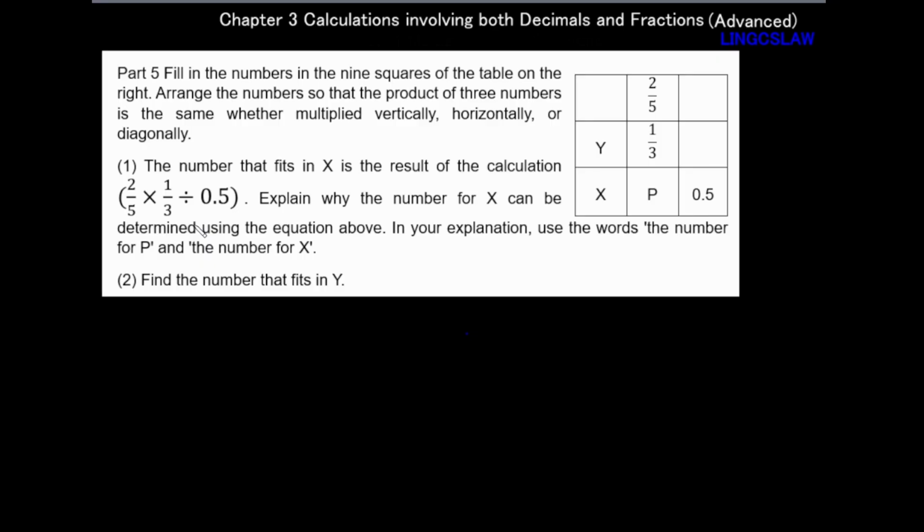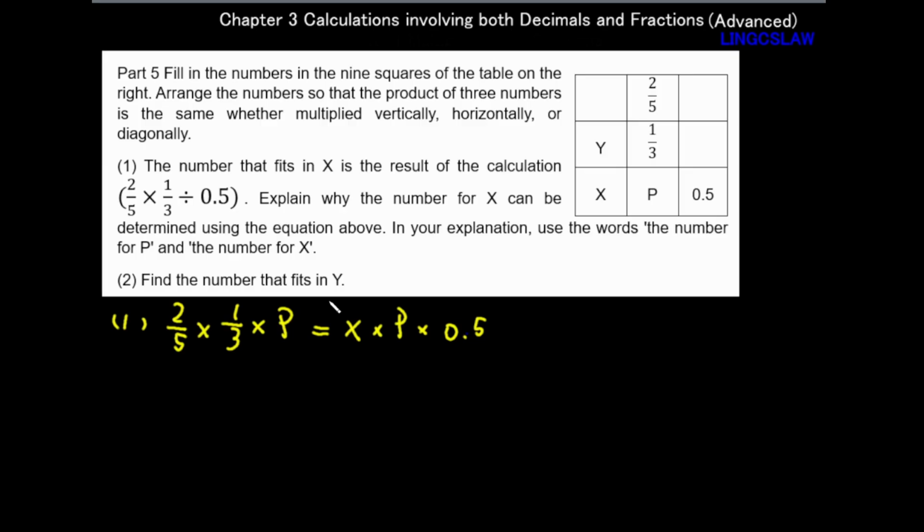So I want to calculate the number X. So what can I do? Okay. So the product of these 3 numbers is the same as these 3 numbers. Let me write down the equation. Number 1. 2 over 5 times 1 over 3 times P equals X times P times 0.5.